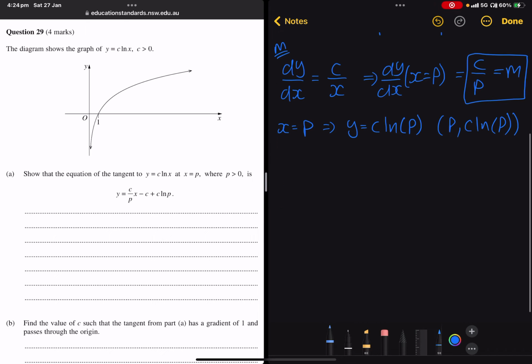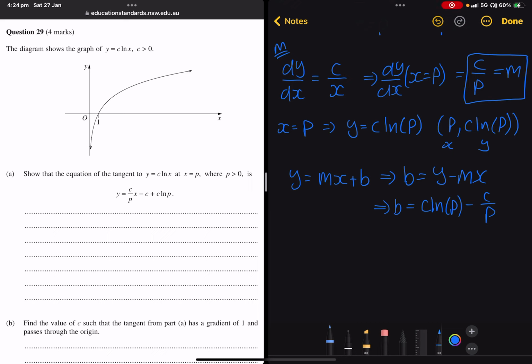And now we can just plug these into y equals mx plus b. This implies that b is equal to y minus mx. We have y, m, and x. All we need is b. So b is equal to y, which is c ln p, minus m, which is c over p, multiplied by x, which is p. The p's cancel here. So therefore b, the y-intercept of the tangent, is going to be c times the natural log of p minus c.